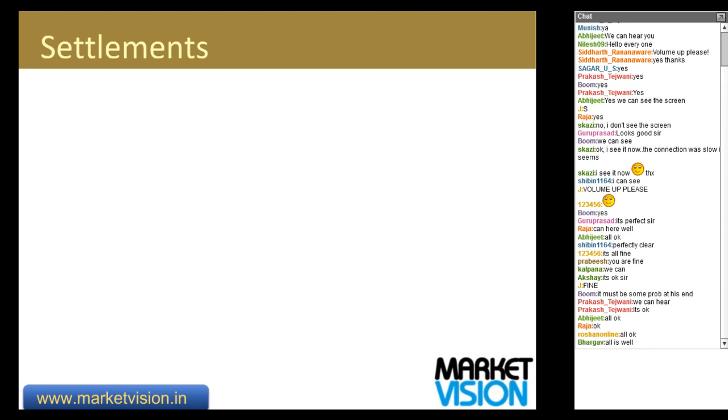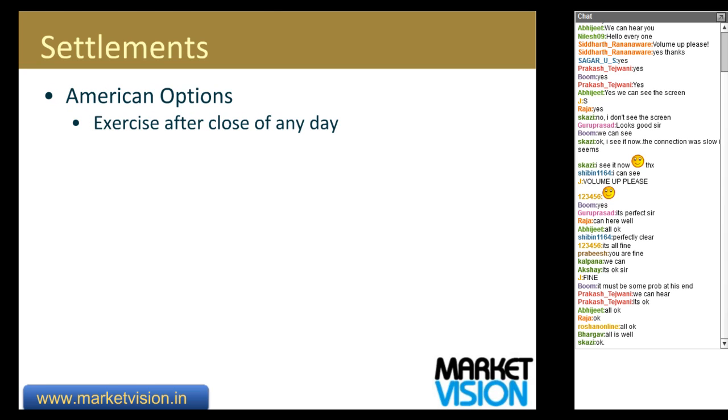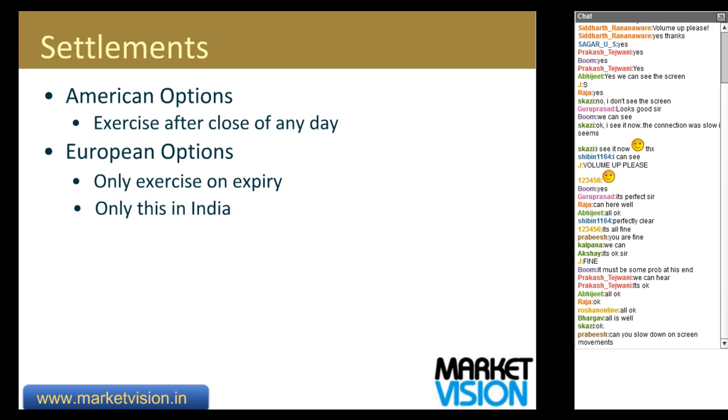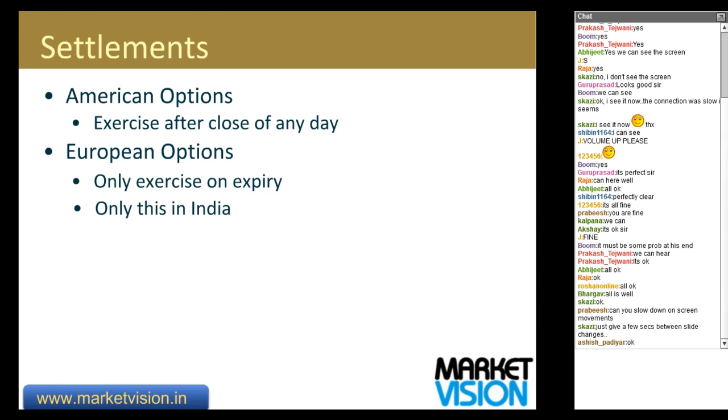Okay, so we have different kinds of settlements. There are two kinds, they're continental terms here, American and European. American options can be exercised at the close of any day. Now, this used to be what stock options were earlier. European options can only be exercised on expiry. That means they have only 1 day in which you can tell me, give me my Reliance share.